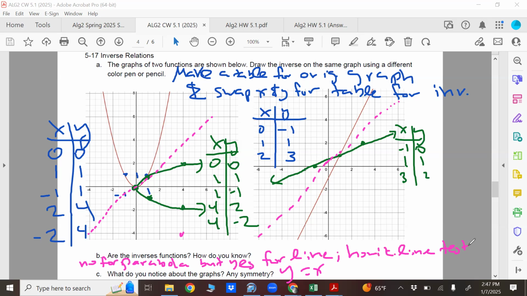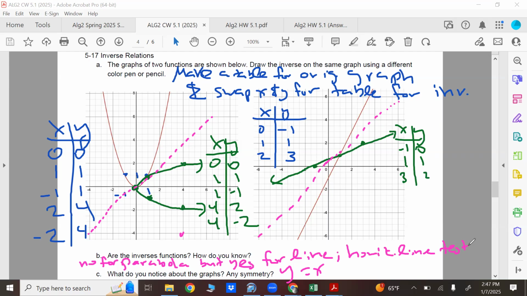I made a table for the original graph, right? Plot, count points, write them down, right? Swap the columns, do the new graph in green. And the dashed line is y equals x. So Jasmine, to answer your question, the dashed line is y equals x.